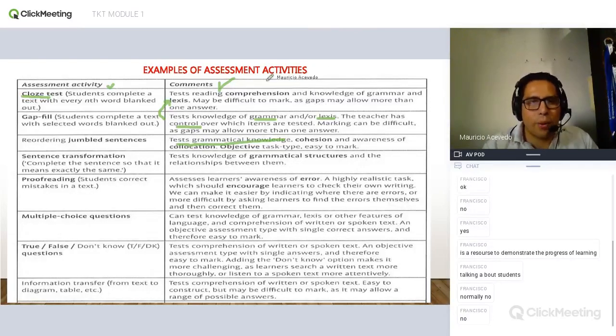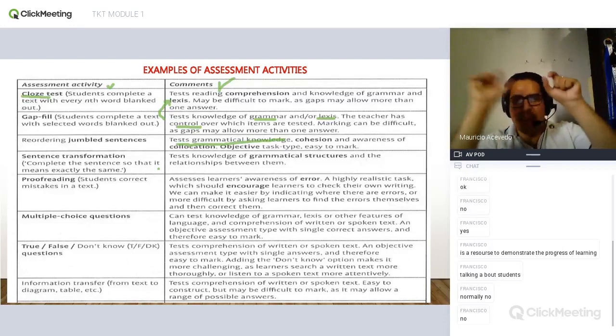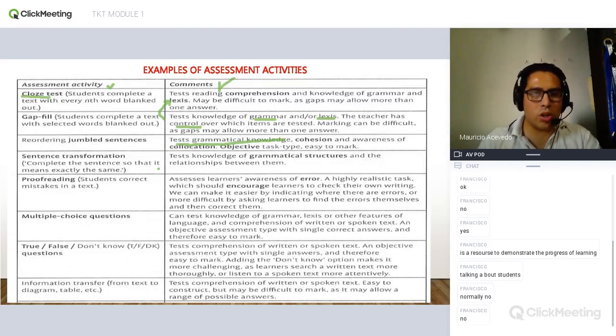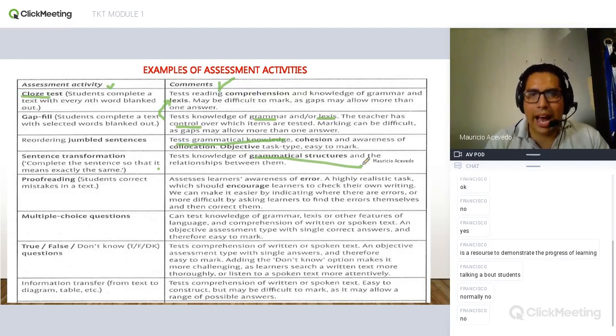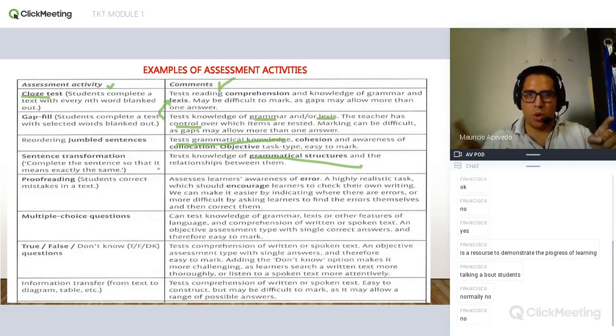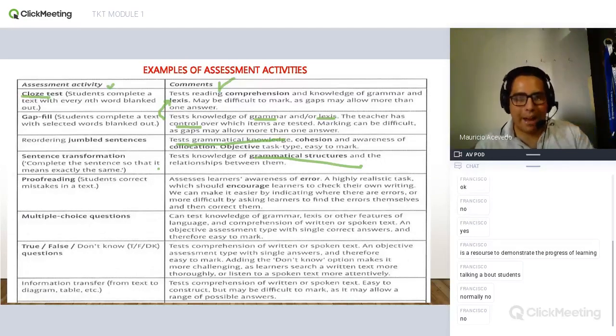Then we have sentence transformation. Complete a sentence so that it means exactly the same. So this is very similar to the TKT, right? You have a sentence and below you have another sentence, but you need to give extra words or some words differently, but they need to have the same meaning. So in this case, you test knowledge of grammatical structures most of the time and the relationship between them. So all the grammatical structures and patterns and everything.